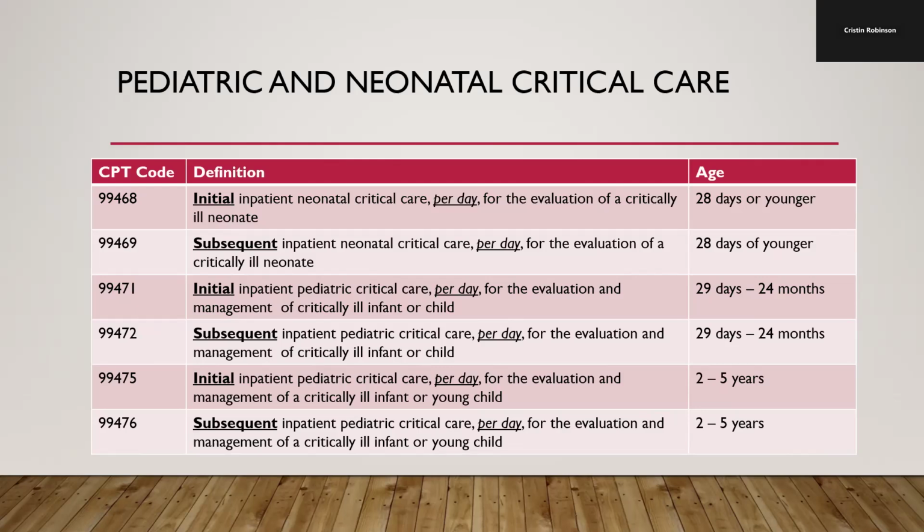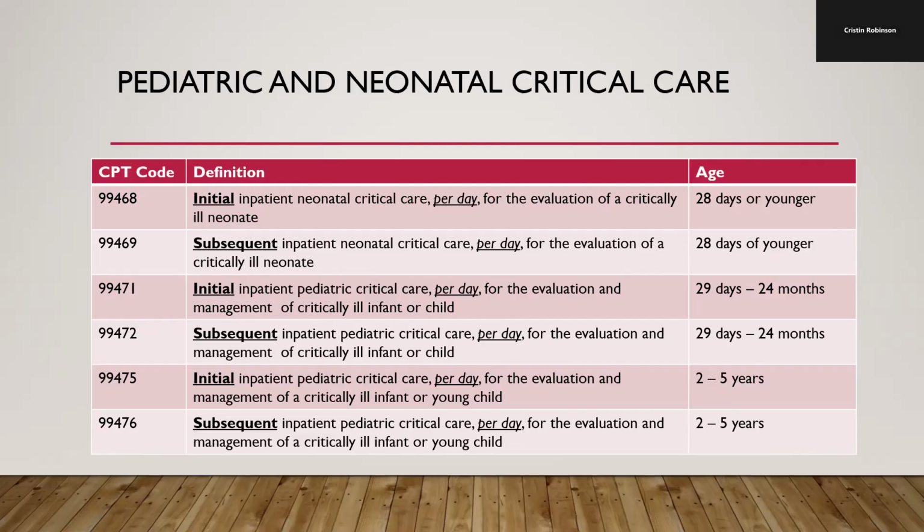So we start off with our first set, which is our 99468 and 469. This is for your initial and subsequent level per day for patients that are 28 days or younger. The second set is 99471 and 472, for both the initial and subsequent. This is for patients 29 days to 24 months of age.